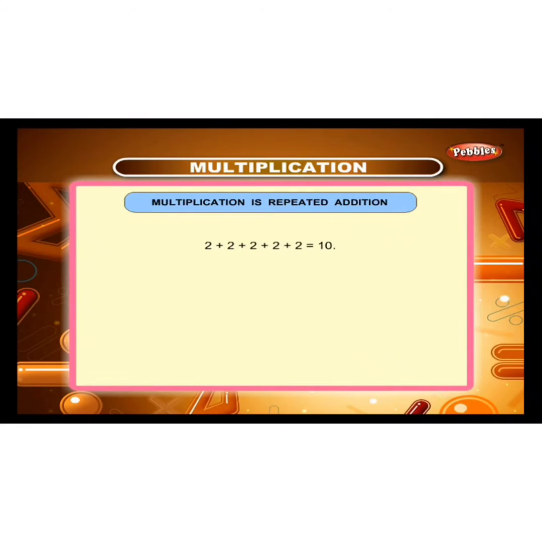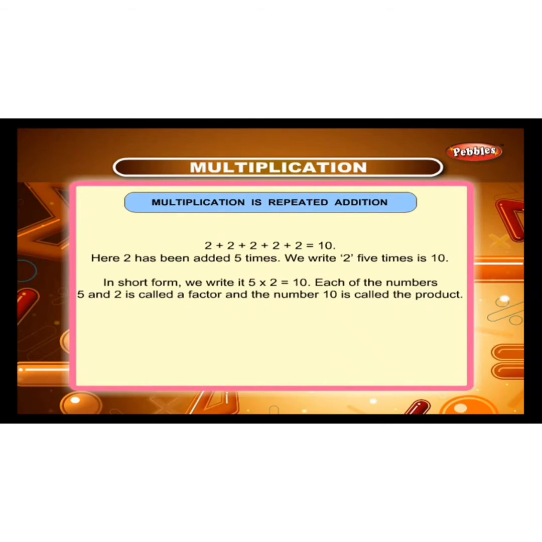2 plus 2 plus 2 plus 2 plus 2 is equal to 10. Here, 2 has been added 5 times. We write 2 five times is 10. In short, we write it 5 into 2 is equal to 10. Each of the numbers 5 and 2 is called a factor and the number 10 is called the product.